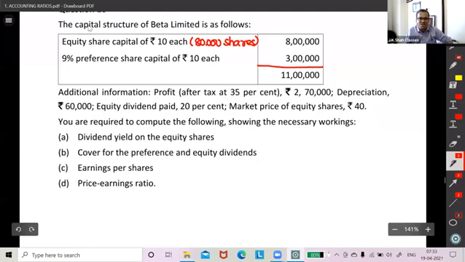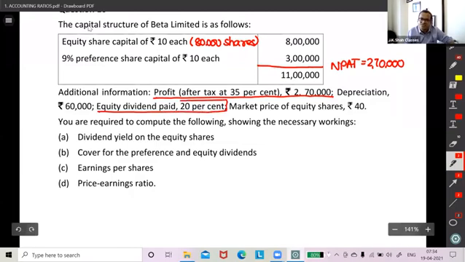Okay. So additional information, profit. This is profit after tax at 35% is 270. In simple words, I would say NPAT is 2 lakh 70,000. Depreciation is also given. Equity dividend is 20%. 20% of what? Face value, correct? That is 10. And the market price is given. So MPS is given. MPS has to be given in the question.